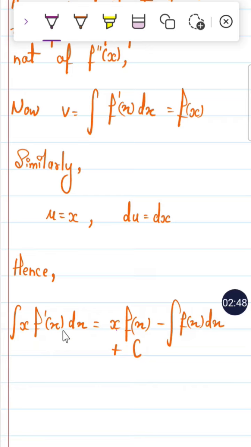Do not be afraid of this. Whatever kind of function is given, we will find it by integrating.